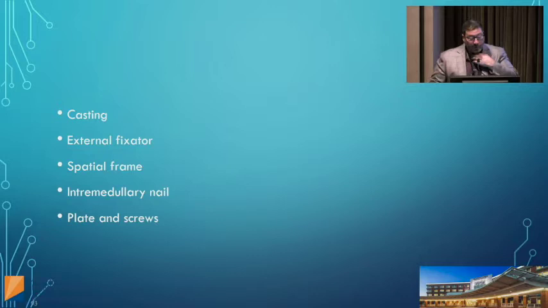There are different ways to treat these plateau fractures. Casting is pretty uncommon. An external fixator is usually used as provisional treatment for the first week or two or maybe three until soft tissue swelling resolves. Spatial frames are rarely used in this part of the country for these fractures. In other parts of the world, they're used commonly, and an intramedullary nail is sometimes used, but the workhorse is plates and screws.